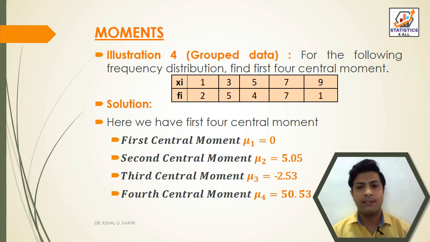So here we have the first four central moments. First central moment mu1 is equal to 0. Second central moment mu2 is equal to 5.05. Third central moment mu3 is equal to minus 2.53. And fourth central moment mu4 is equal to 50.53.